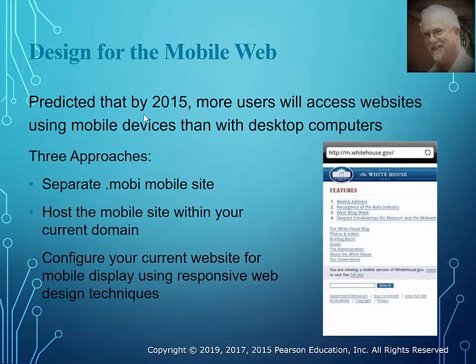3 different approaches to this. You can have your own Mobi site. We're not going to do that. You can host a mobile site within your current domain. We will do that towards the end of the semester. And then we will do, coming up, configure your current website for a mobile display using a responsive web design. That's the main thing we're going to do. I think this is the best way of doing this. So you design it with several different cascading style sheets that will only be used depending upon the width, or the resolution, rather, of the device that's accessing the site.